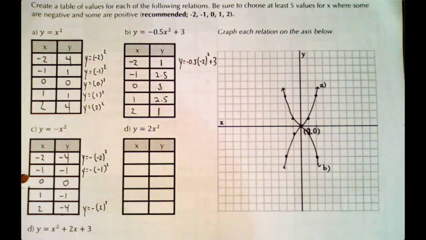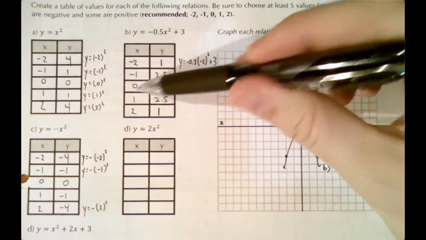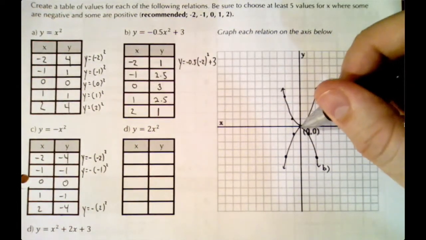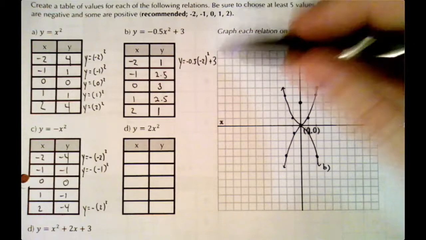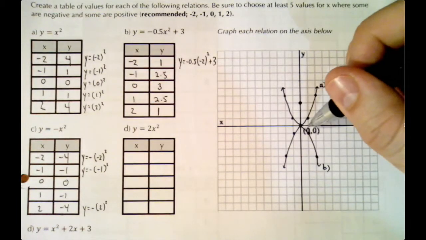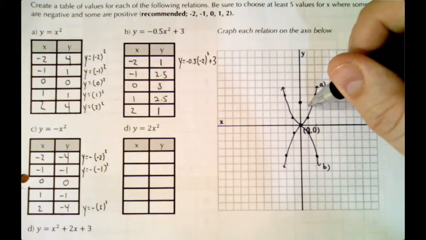So let's graph this one. Start at 0, 3. Start at the middle. 0 for x, 1, 2, 3 for y. And 1 is 2.5, so over to 1, up 1, 2.5.